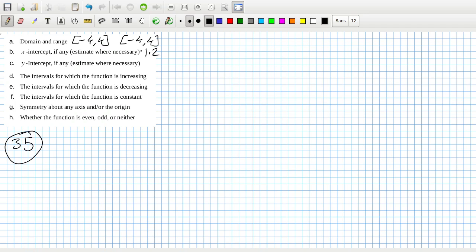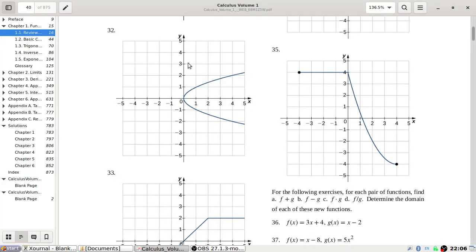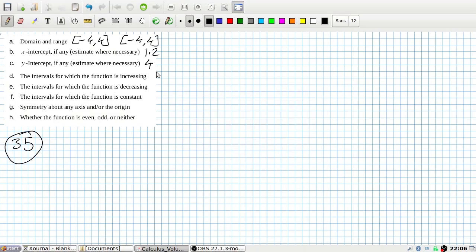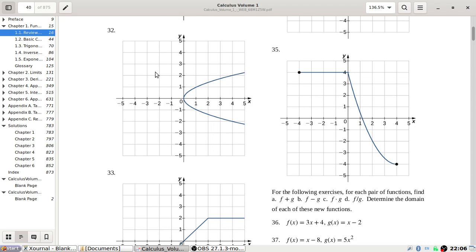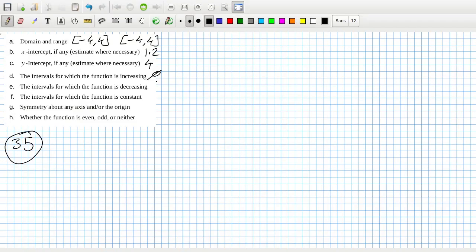What did they go with at the back? Oh, 1.2. Lucky me. Okay, and then y-intercept is 4. Increasing never, decreasing 0 to 4, constant -4 to 0, symmetry none, neither.